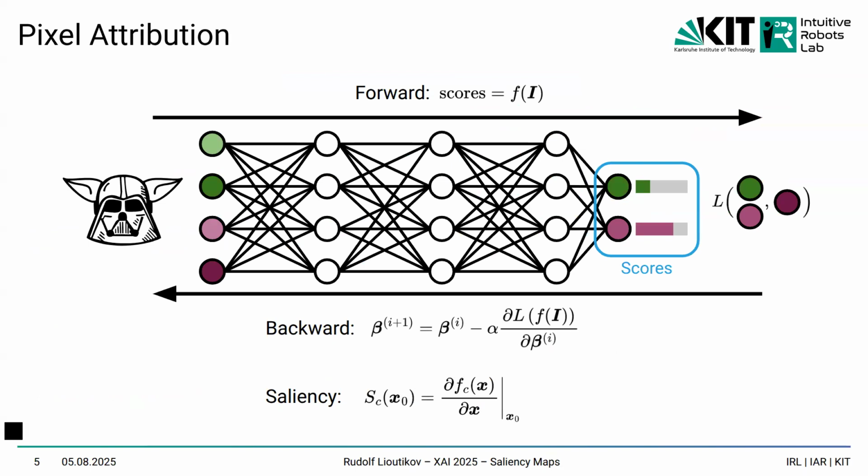So if we now go back to our previous neural network representation, where we had our loss that we backpropagated through, instead of computing the derivative of the loss with respect to beta, we compute the derivative of the score, for one particular class, with respect to the input parameters. So it's a different type of gradient that we're computing. When we talk about gradient-based methods in this case, like saliencies and so on, we don't refer to the gradient of the loss, but to the gradient of the scores with respect to the input. That's important.